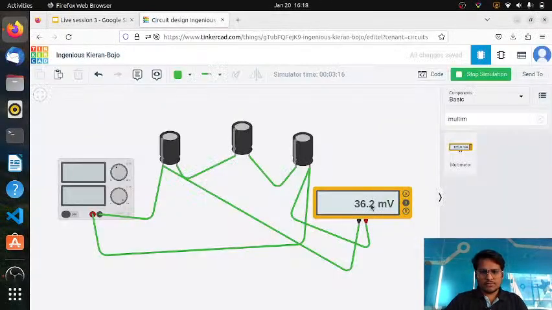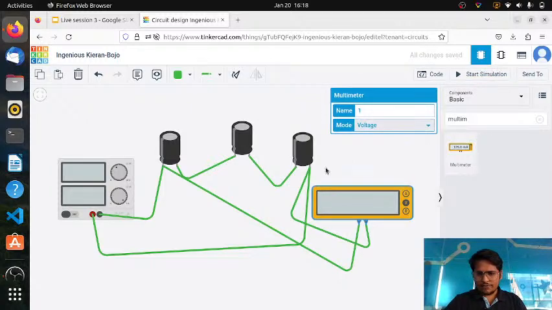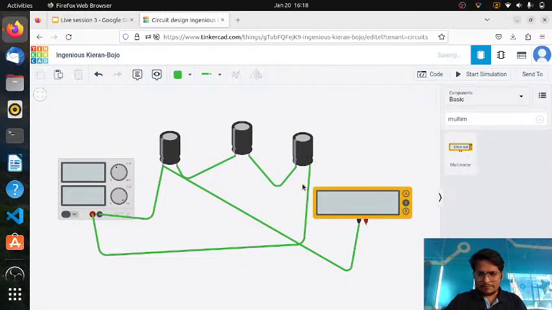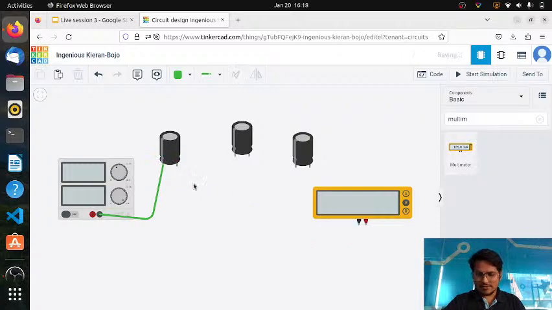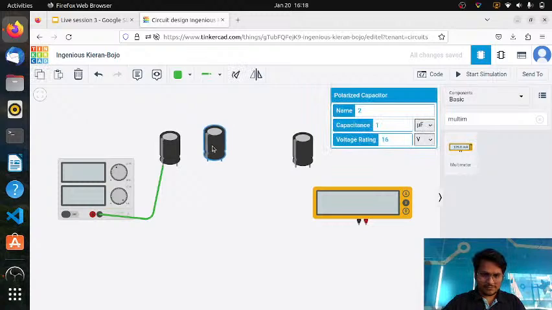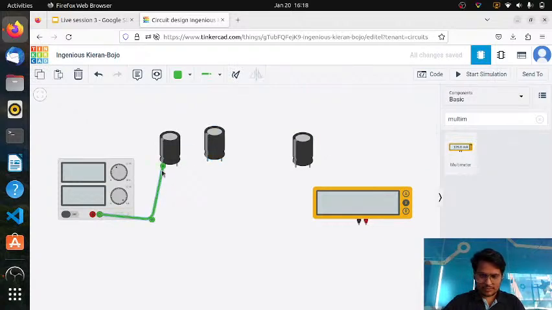So here what we have to do, let me show you again the parallel one. I will just stop the simulation and I will connect these capacitors in parallel this time, and I will keep the same value, 1 microfarad, so that comparison will be easier. We have seen what happens in the series connection. In the series connection also it stored the energy, but the discharging speed was very fast. This time I am going to connect in parallel.